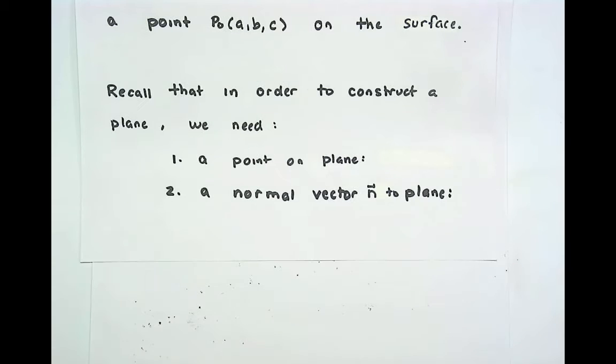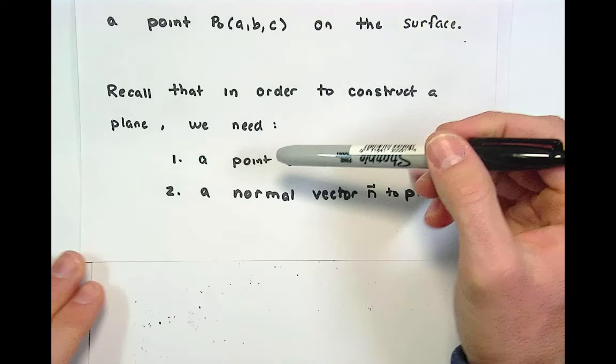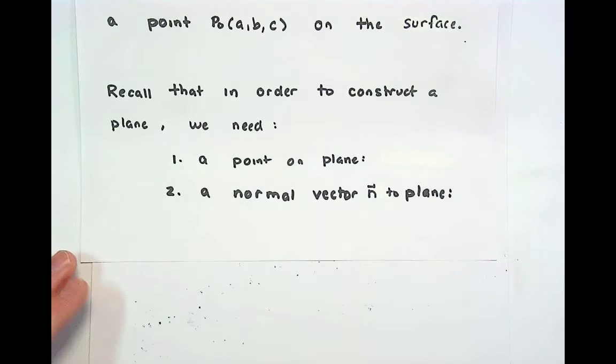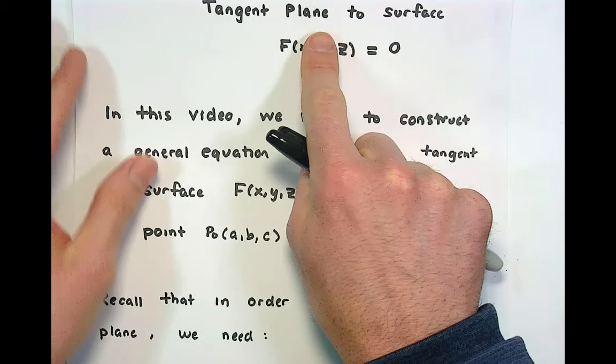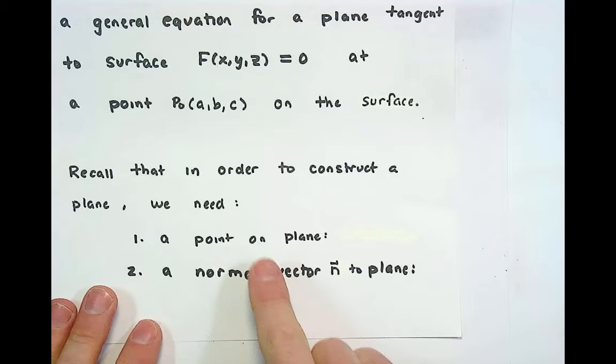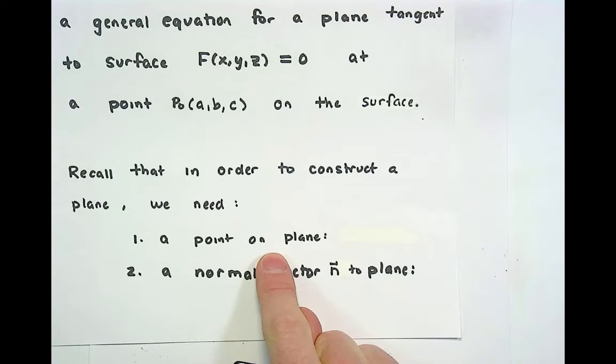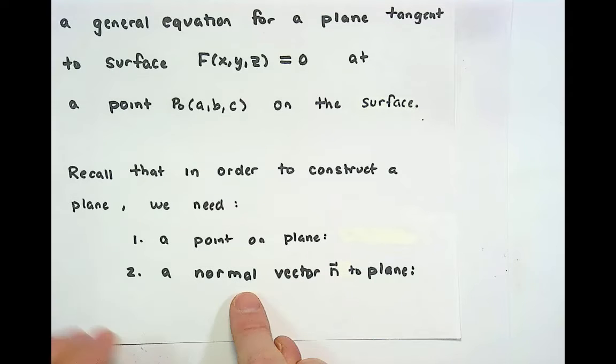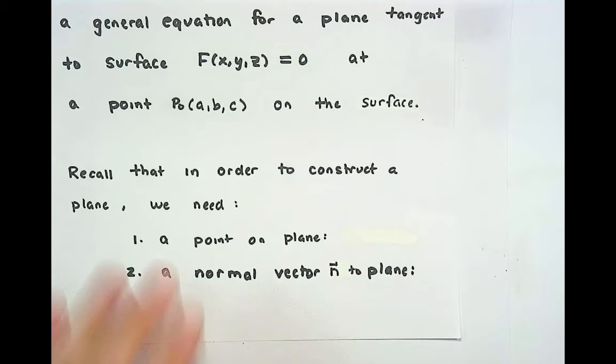We just reminded ourselves that in order to construct a plane, we need a point on the plane and a normal vector to the plane. So that's going to be the entire mechanism in this video: to figure out, for a surface f of x, y, z equals 0, how do you get a point on the surface? Easy problem. How do you get a normal vector to the plane? Much more interesting problem.